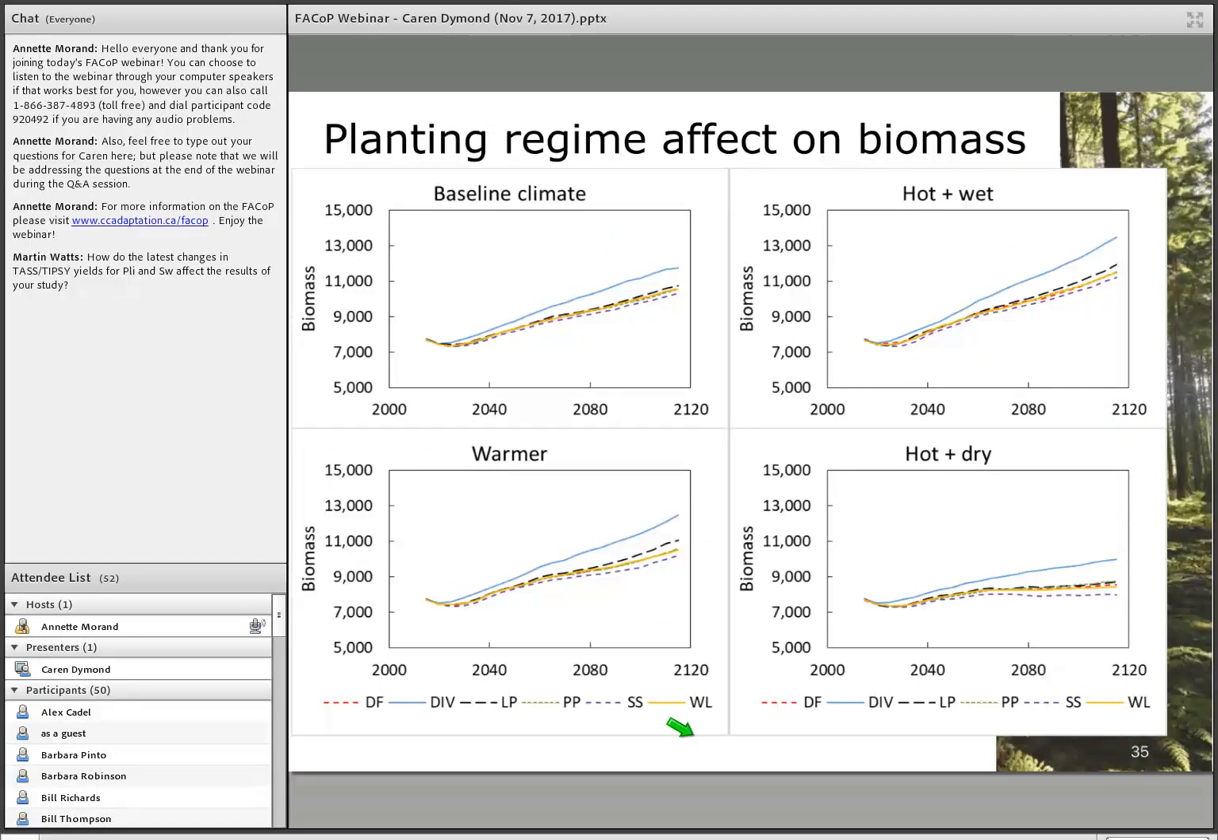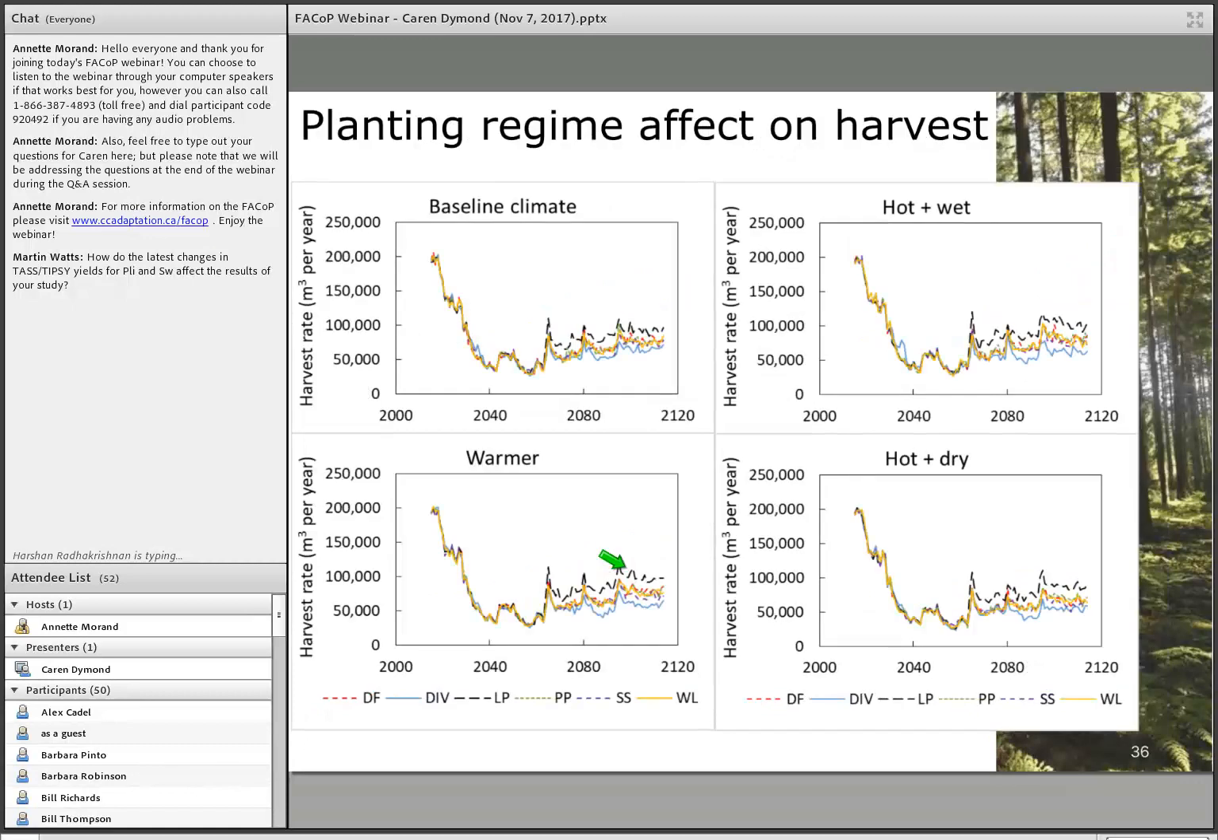So here are the planting regimes' effects on biomass under the 4 different climate scenarios. And you can see this blue line here is the diversification regime. In all the 4 different graphs here, it has higher biomass over time than the other planting regimes. The dashed purple line, here, maybe down here it's a bit better, is the stocking standard. And it's either within the crowd of the other planting regimes or on the lower end of the group of different planting regimes.